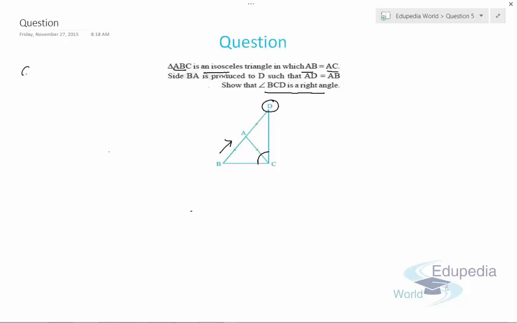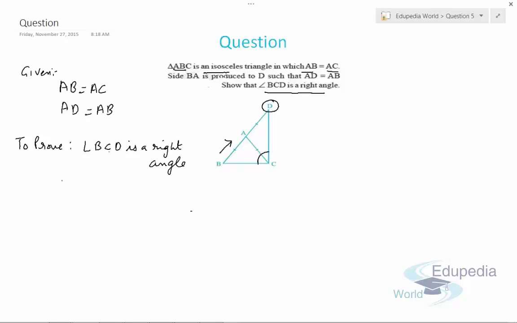So let's see how we can do this. First of all we need to write what is given. It's given ABC is an isosceles triangle, so AB equals AC, and side BA is produced to D, so it's given AD equals AB. This is given, so we need to prove angle BCD is a right angle. Now let's discuss the proof.